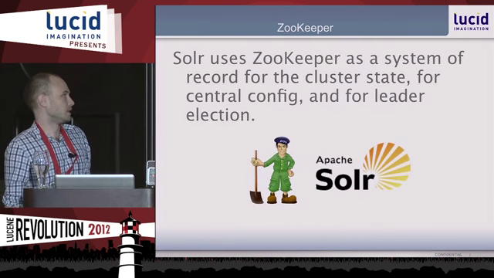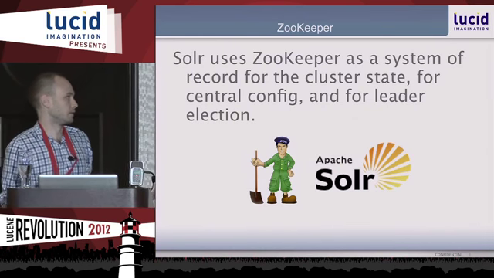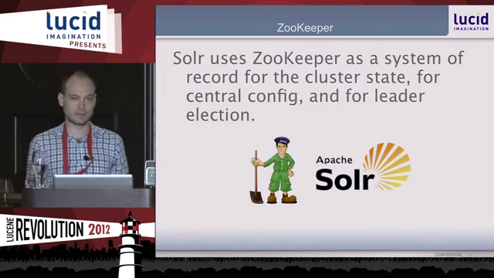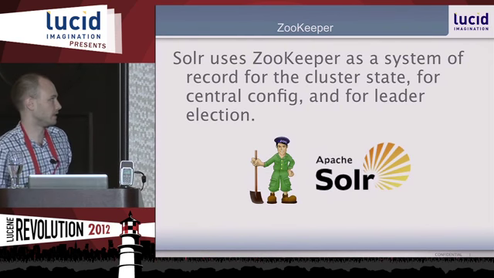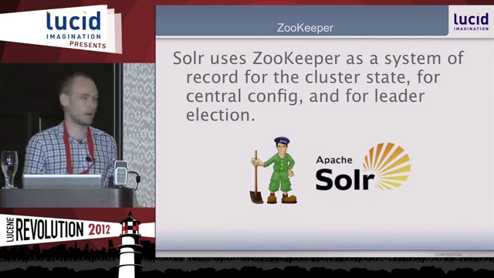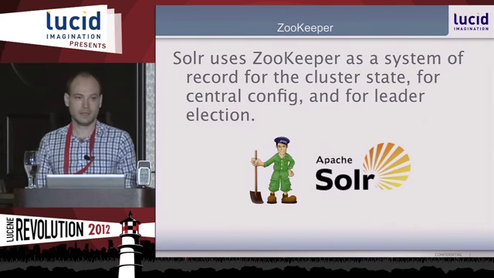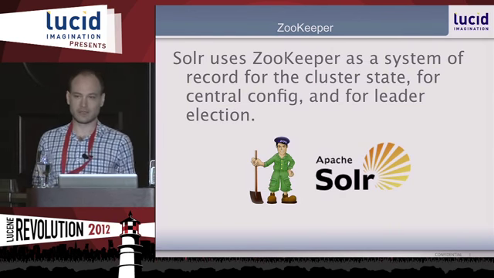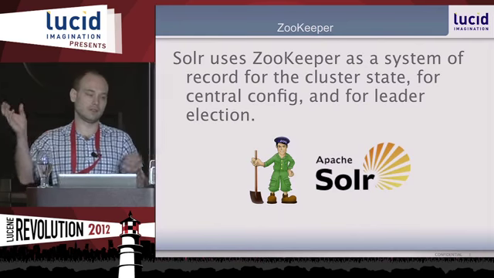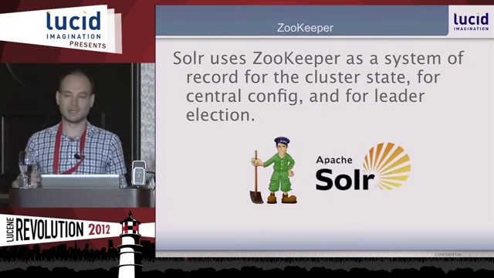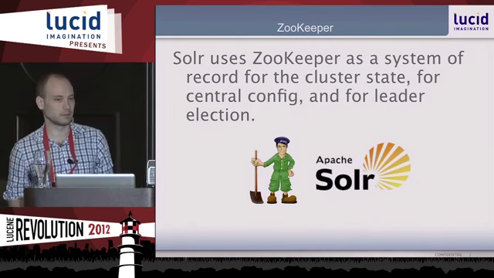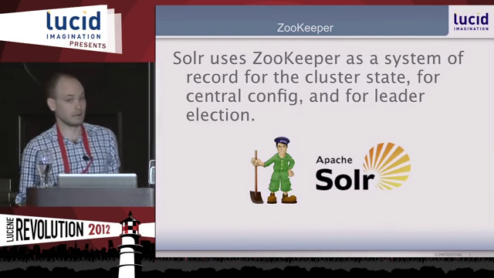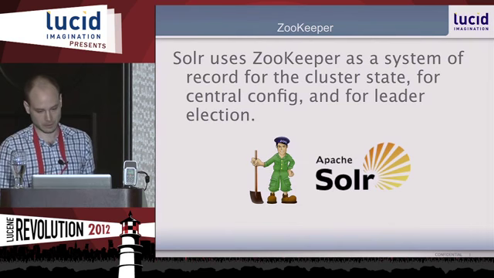So how do we use Zookeeper? We use Zookeeper as a system of record for the cluster state. So that's where we learn about what nodes are up, what nodes are part of the cluster, what their state is. We also use it to store configuration. In the classical distributed setup for Solr, you've got config files living on every node. And so when you want to change something, you got to change it on every node. It's kind of annoying. So we use Zookeeper to have one central place for the config. And then we also use it for leader election, which we'll get into a little later.